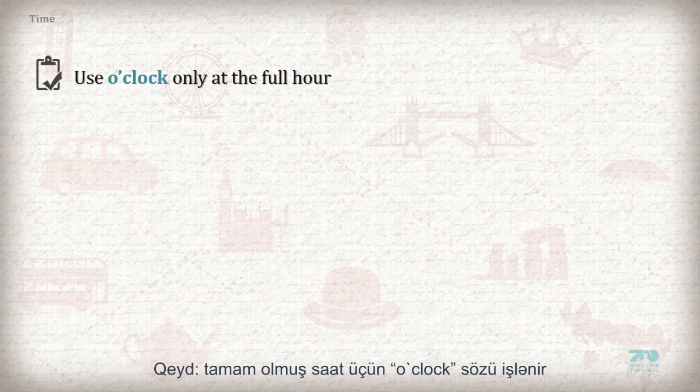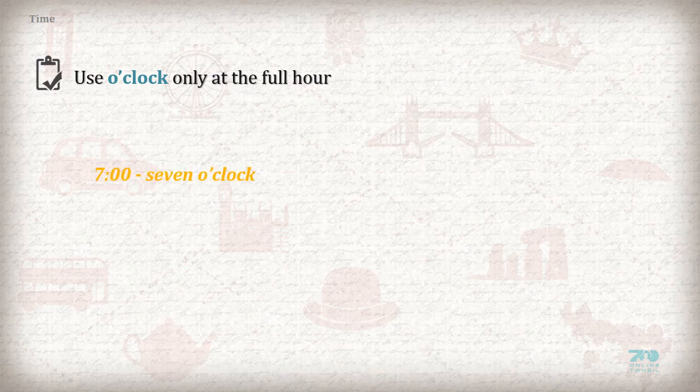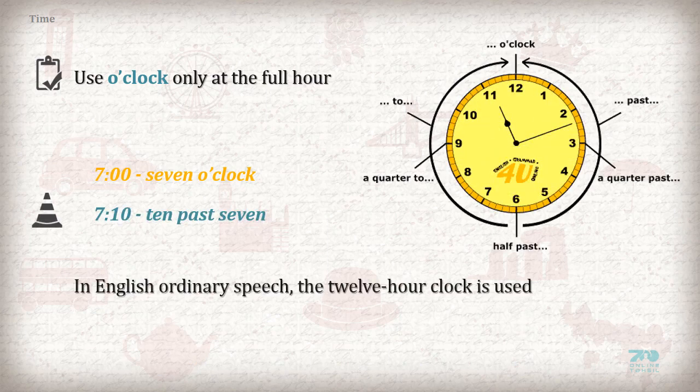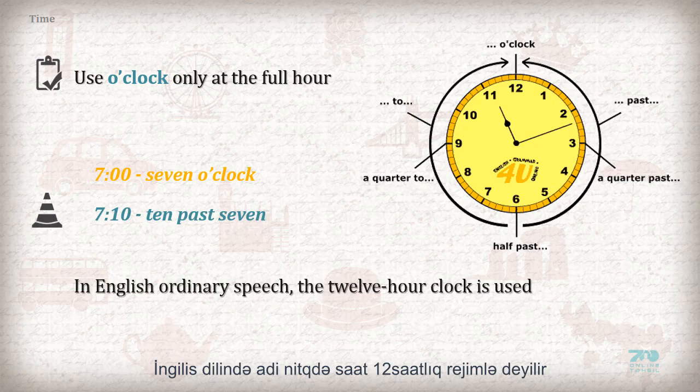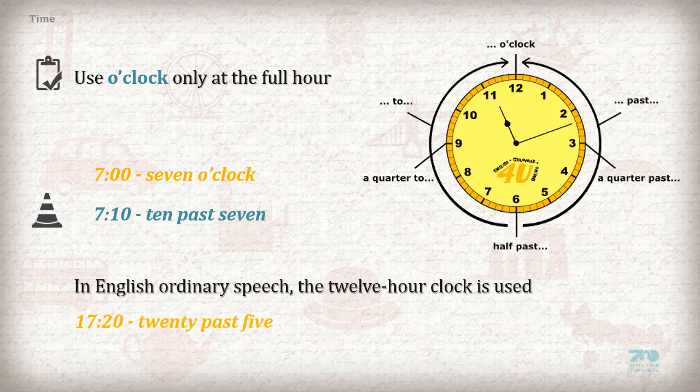Note, use o'clock only at the full hour. Example, 7:00 o'clock, but 7:10. In ordinary English speech, the 12-hour clock is used. Example, 5:20.